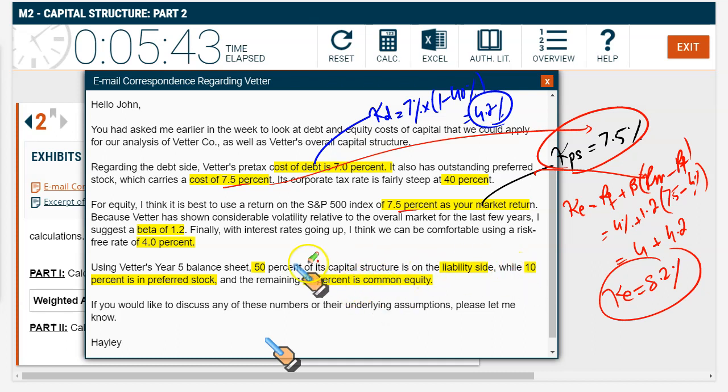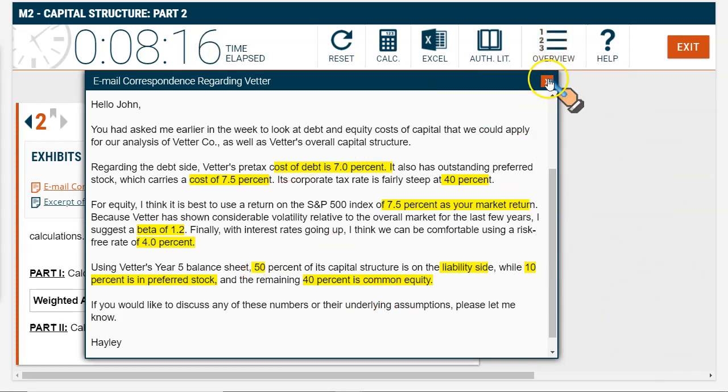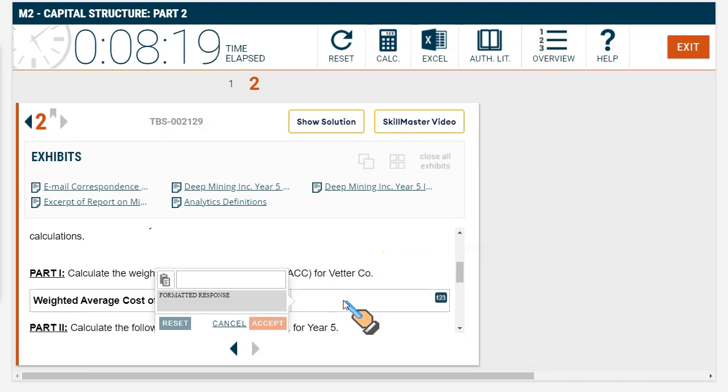Now what we have are these proportions: 50% of debt at the rate of 4.2%, plus 10% of preferred stock at the rate of 7.5% cost, and lastly 40% equity at the rate of 8.2%. So I'm going to calculate the weighted average now. 50% of my funds have come at a cost of 4.2, done. Then 10% of my funds have come at a cost of 7.5, done. And lastly, 40% of my funds have come at the cost of 8.2. So that gives me a total value of 6.13%. That's my weighted average cost of capital, and that's what I'm going to plug in here.